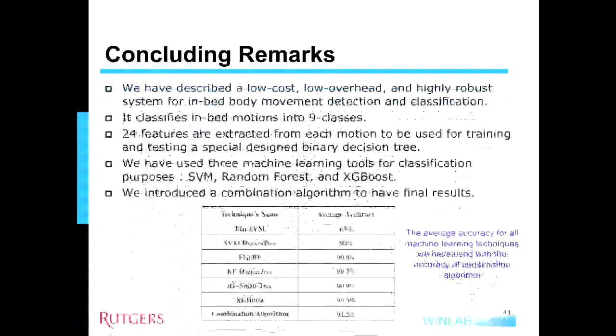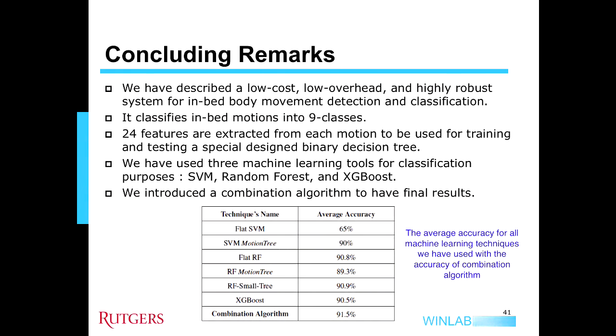Okay. All right. So the concluding remark for the second contribution that we have, the classifier system: we use the same hardware that we have in motion scale, the load cell sensing unit, and we classify the motion into 9 classes using 24 features and using 3 techniques, SVM, random forest, and XGBoost. And this table summarizes all the classification accuracy for all the previous techniques we used. The combination algorithm boosts the accuracy to 91.5.